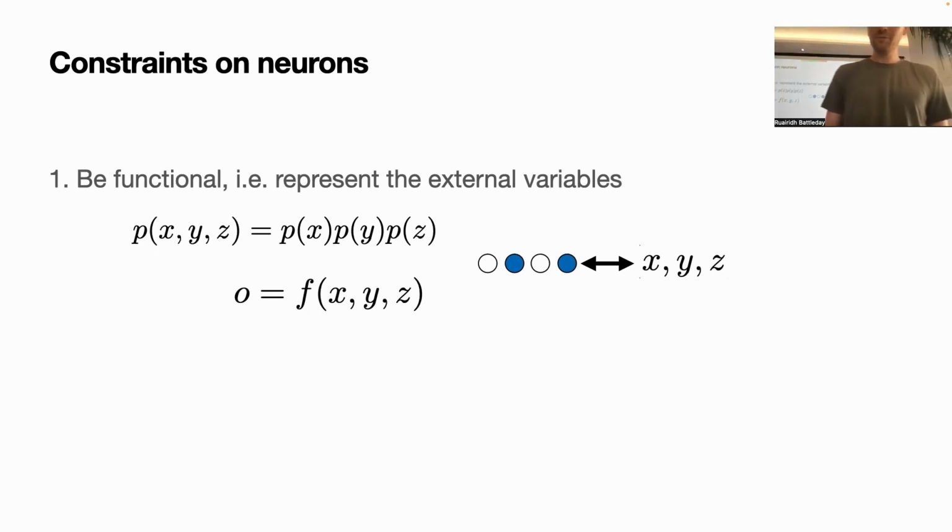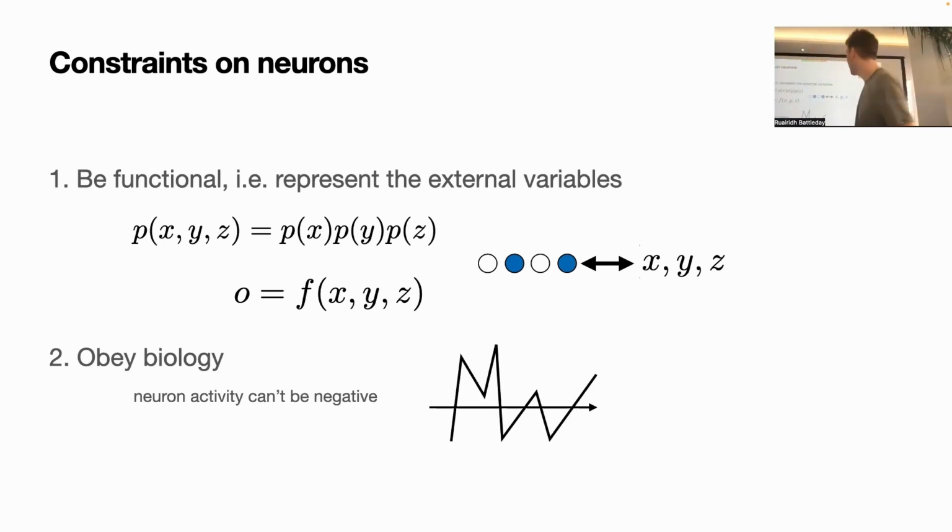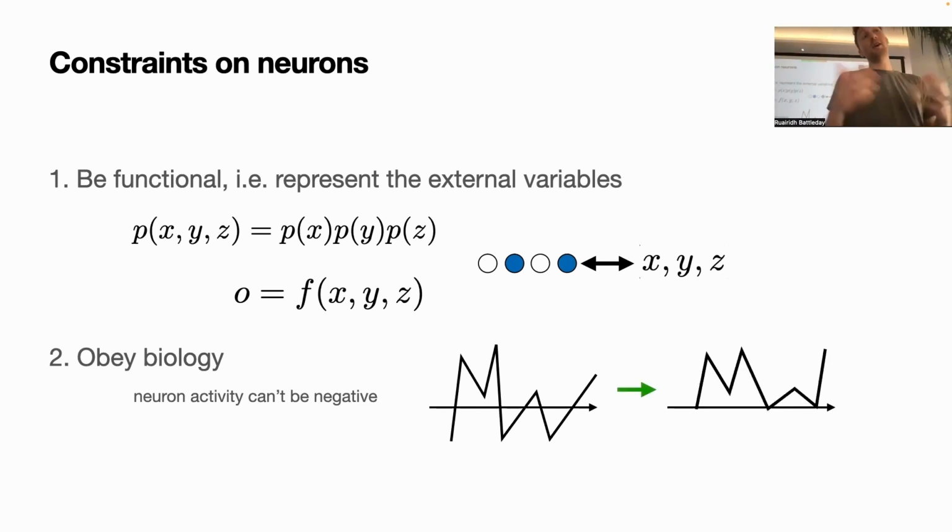Neurons need to be useful. The second set of constraints that we're going to consider here are the constraints that biology imposes on a representation. Biology says that neural activity cannot be negative. So that means we're not allowed something that looks like this. Neurons can't be spiking negative, but we are allowed something that looks like this.